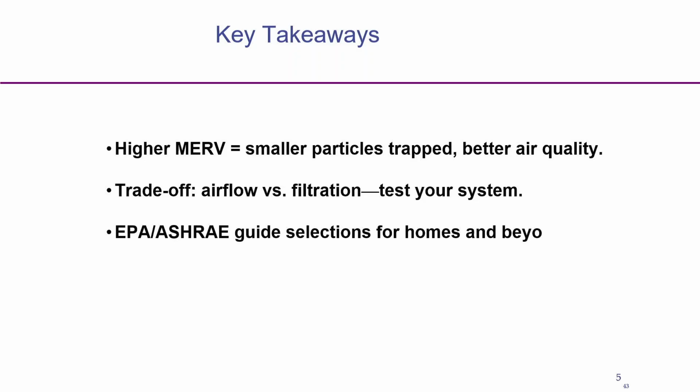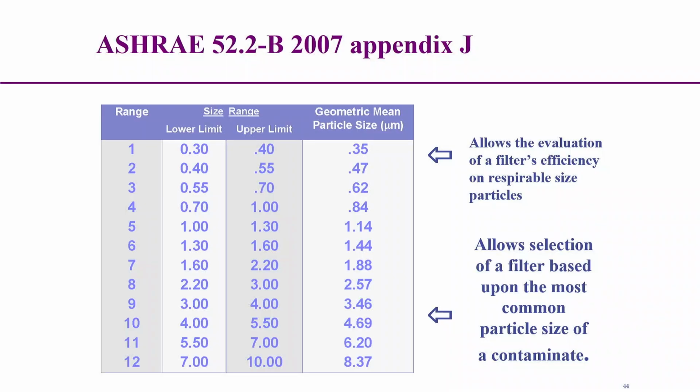So, there are different guidelines available, EPA and ASHRAE guidelines, for selection of home filters. Now, try to see the different types of places, the particle size, and what type of MERV rating we can use. Now, these are the different ranges, 1 to 12; these are not the MERV ratings basically. Now, you can see the geometric mean is 0.35.